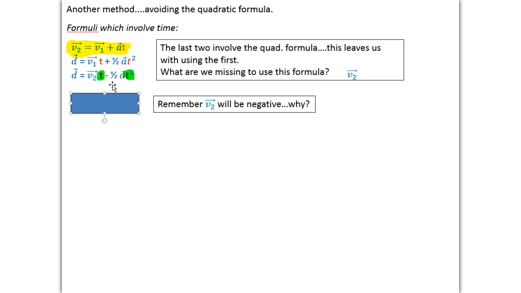So we take away this part here. If you look through your formula list, the only formula you could use to find V2, the ending velocity, is here, because you know the displacement, you know the acceleration, you know V1. So in a nutshell, what are you going to do? We want to use this formula here because it would not involve the quadratic formula. In order to do that, we need to use this formula to find V2. When you find V2, you're going to put it back in up here.